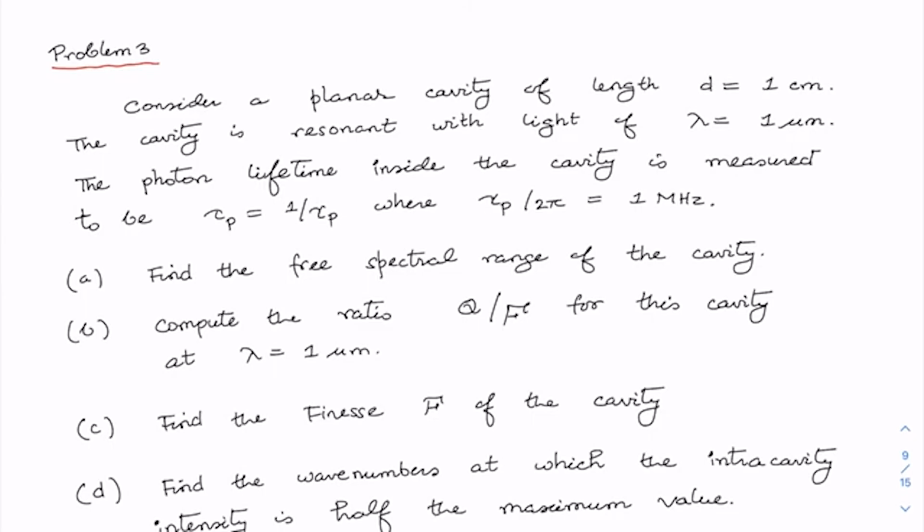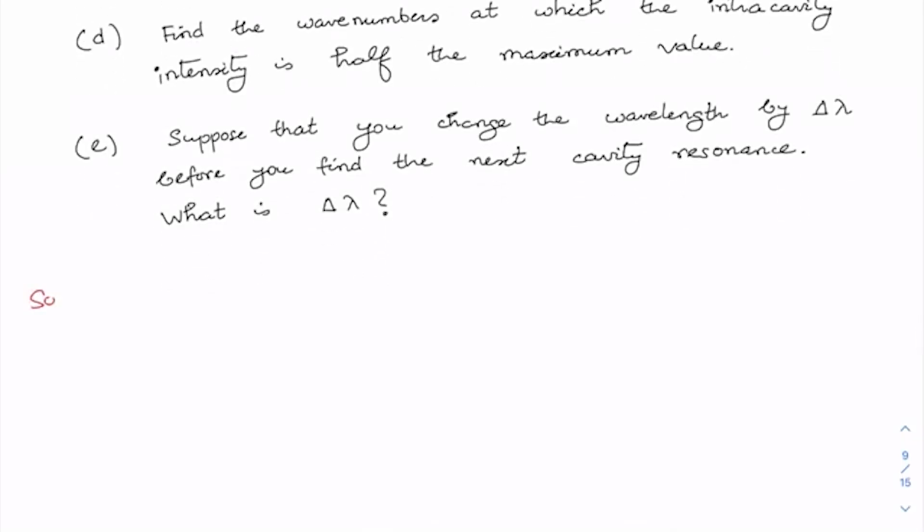In the first part of the problem, you are asked to find the free spectral range of the cavity. So let us do it first. You have already learned about free spectral range in lecture 22. We know that the free spectral range is given by c divided by twice the length of the cavity, where c is the speed of light in free space, 3 into 10 to the power 8 meter per second, and d is 1 centimeter, which is 10 to the power minus 2 meter.